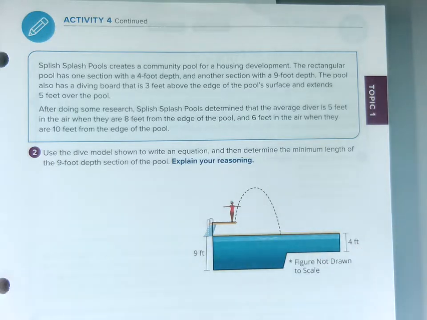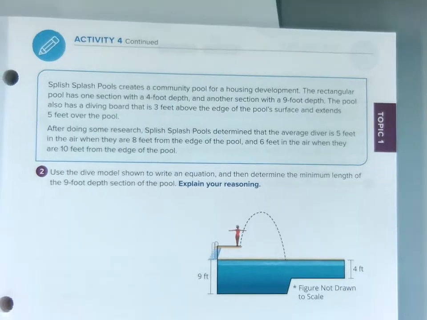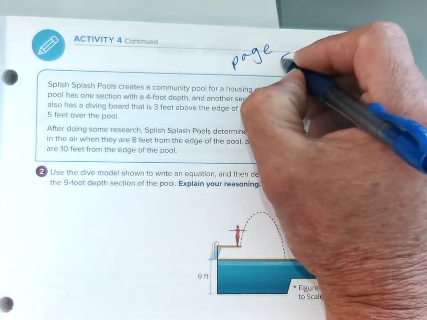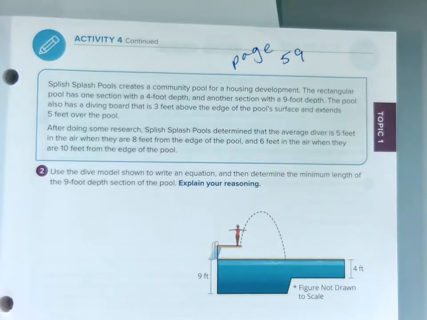So I want everybody to go to page 59. I'm on page 59. So we're going to look at all of these story problems. I know everybody loves story problems, but I'm going to try and help you out with them. I'm going to read through it with you, set up the problem, and then I'll have you guys do the rest of the work. So let's take a look at the first problem, okay?